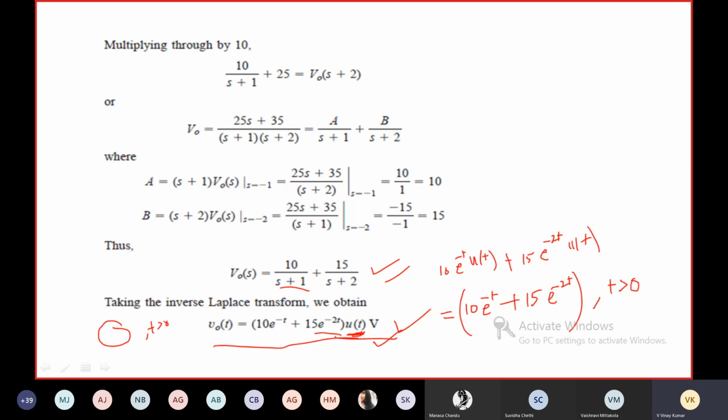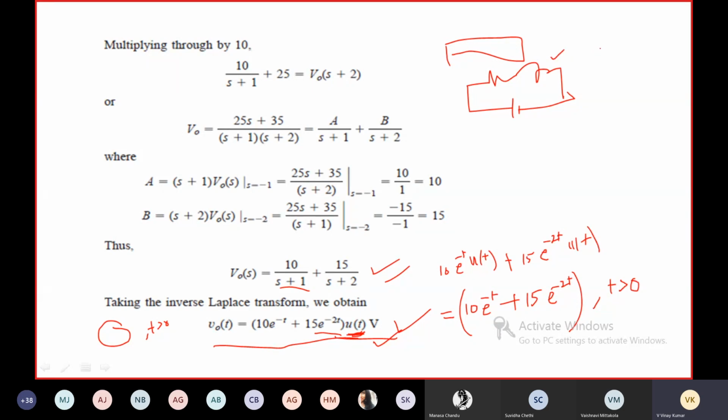Earlier we have solved first order differential equations and second order differential equations, right? Finally we get expressions like this, in time domain, some equation. Suppose you take a series RL circuit. This can be solved using differential equation. We have solved it using differential equation.